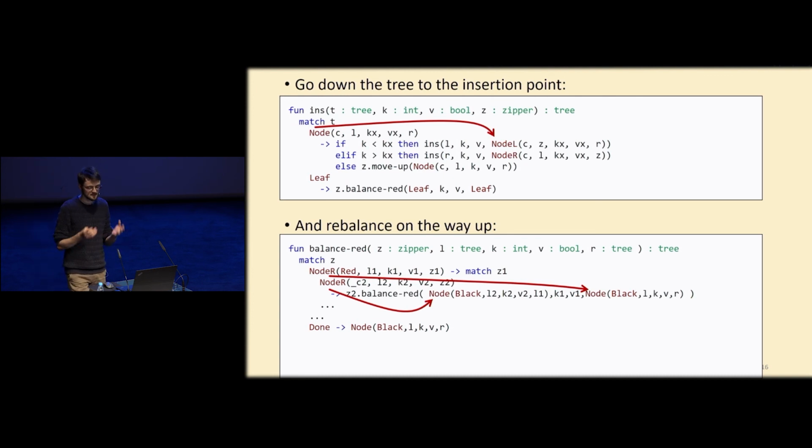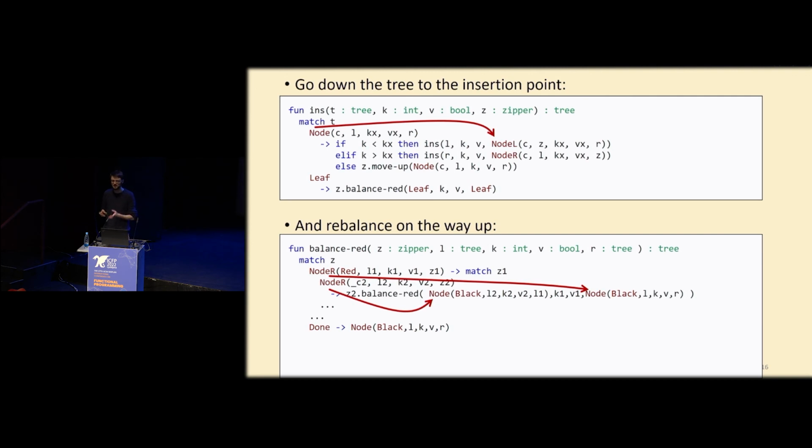Which means that in the end, this algorithm does not allocate anything if the tree that we put in is unique, except for the one cell that we put in, which holds a new key and a new value. So it really allocates the minimal amount possible.